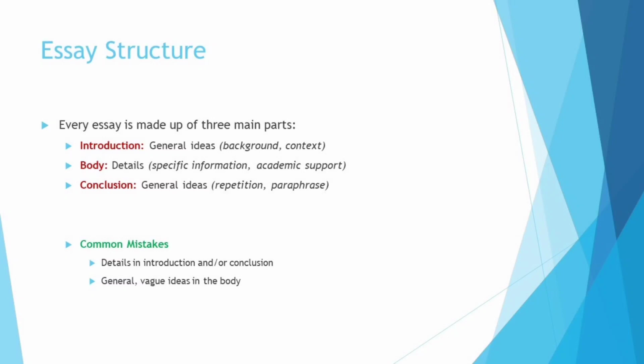The second common mistake is coming to the body of the essay in which you're supposed to have all the specific information, all the details, but still speaking about the topic and the main idea very generally and very vaguely. So basically in the body, you have general and vague ideas. All right. Remember again, you're supposed to start from general ideas in the introduction, laying the background, talking about the context, then move on to all the details that you have on your main idea in the body, and then back to general ideas by wrapping up, summarizing, repeating, and paraphrasing.